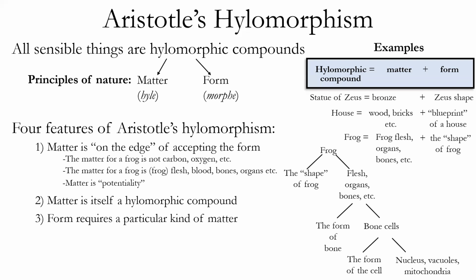Third feature of Aristotle's hylomorphism. You can't just put a form in any old matter. Form necessitates particular kinds of matter. Particular forms require particular kinds of matter. If you want to make a sword, you cannot make that out of cotton candy. If you want to make a house, you can't make it out of, I don't know, styrofoam. You need a particular matter for a particular form.